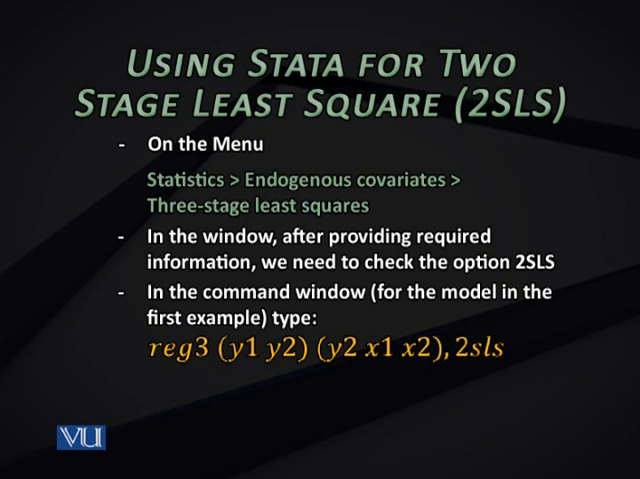In the second, you have in parentheses y2, x1 and x2. This is not the second equation. This is the reduced form equation that you had been estimating in the first stage, that is y2 on x1 and x2. And then after a comma, you know that in Stata, after a comma, we have different options. All the options are written after a comma in a command. So here you have an option 2SLS to specify that you need 2SLS estimates.